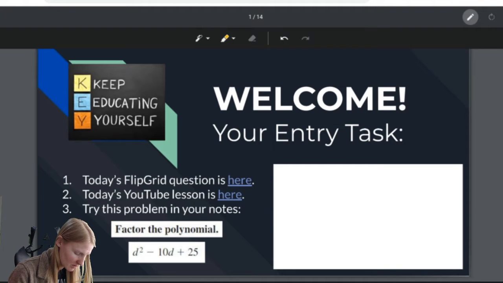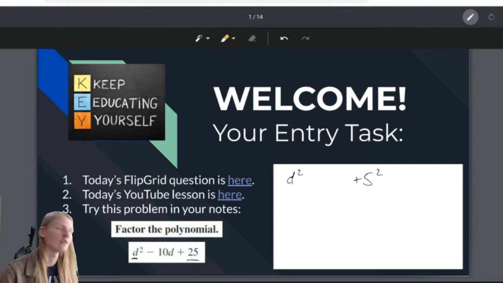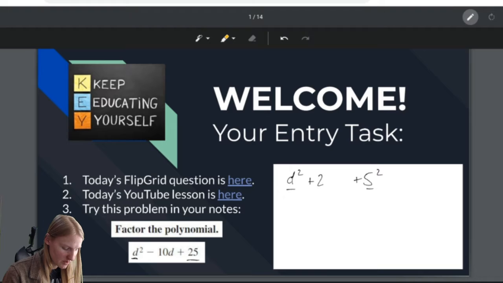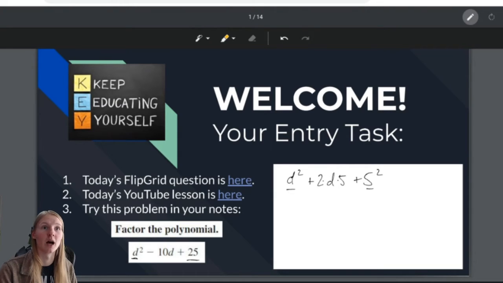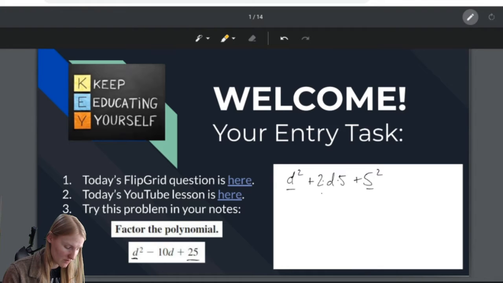So, if I take a look at d squared, and I'm going to take a look at this 25, I notice that 25 is 5 squared. So is it possible that we could have plus 2 times d times 5? Oh, it is very possible. You see that? 2 times 5 is 10, and this makes 10d. Oh, minus, excuse me, minus, because that's a negative right there.